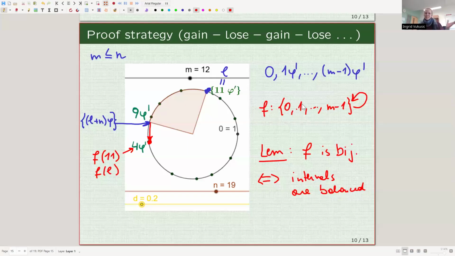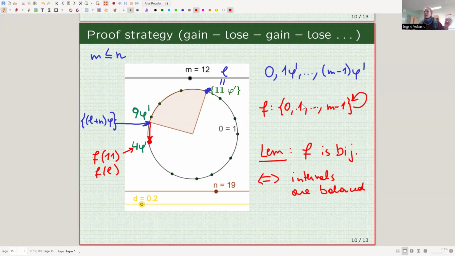So we've translated our problem. Let's remember we had the rectangles, we translated the problem into intervals, and now we've translated this problem into a certain function being bijective. And then we need to do one more step because this function is not very handy to work with.